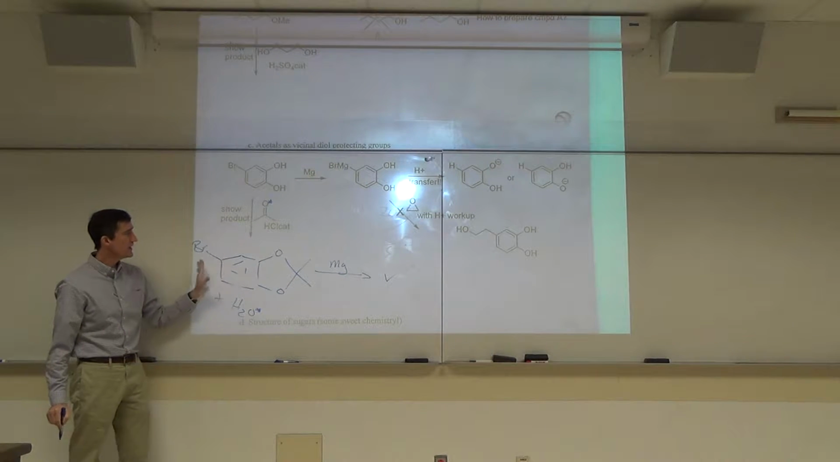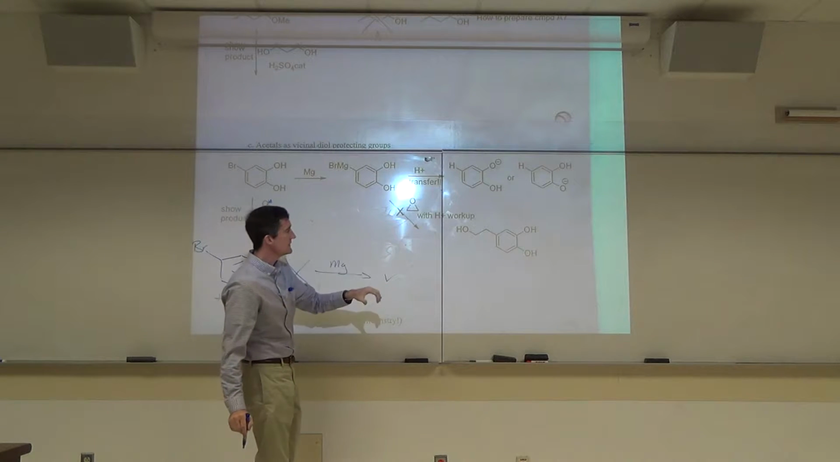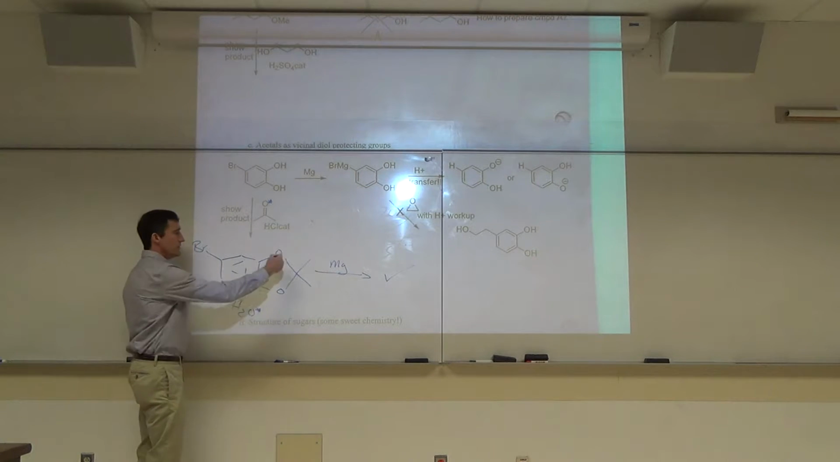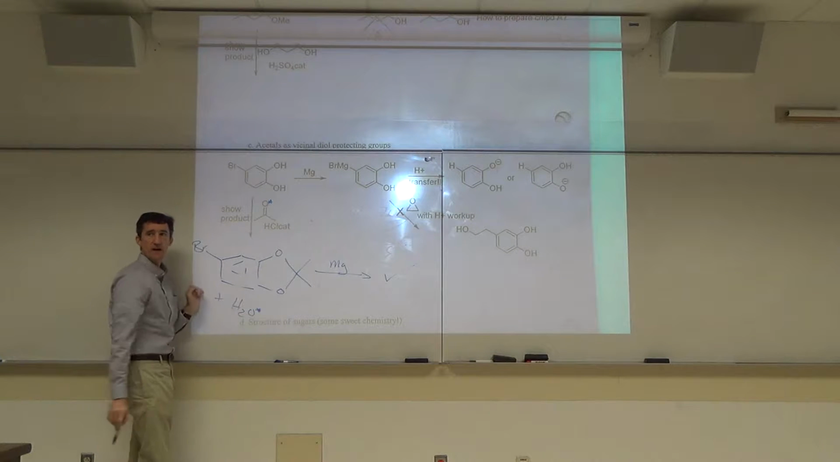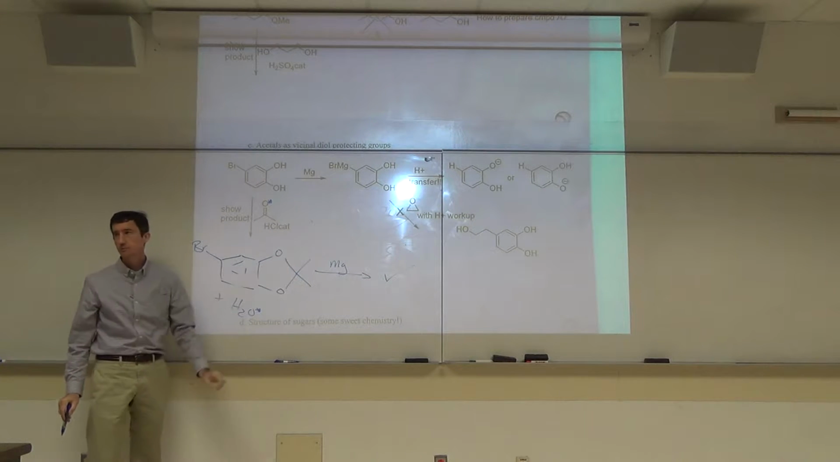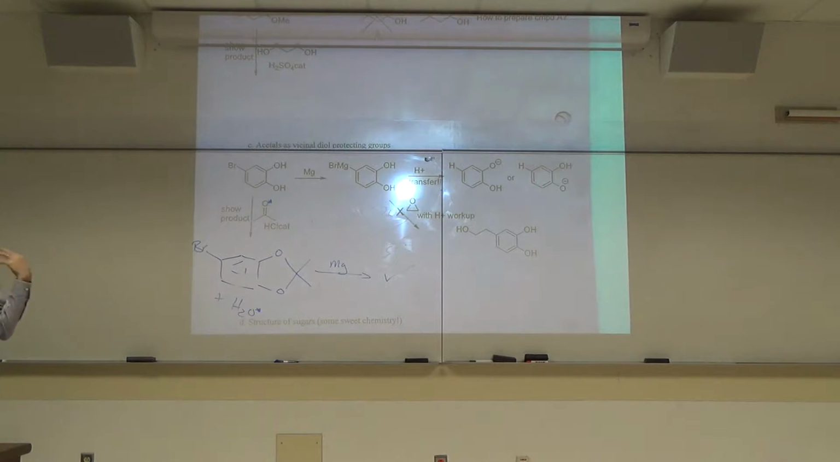You can make your Grignard, you can react with whatever you want, and at the very end, you can then come back and liberate your diol by reacting this with what? How do you go from acetal back to diol? Water. Lots of water and acid, drive it the other way. So H3O+. You liberate the two alcohols and the carbonyl compound.